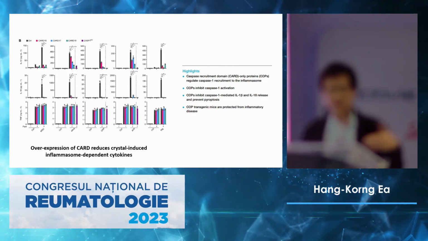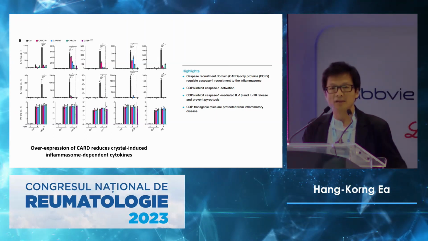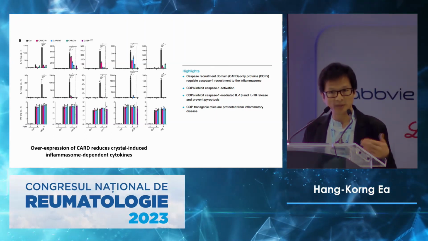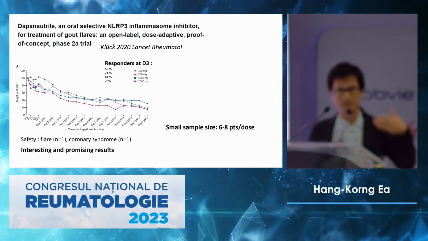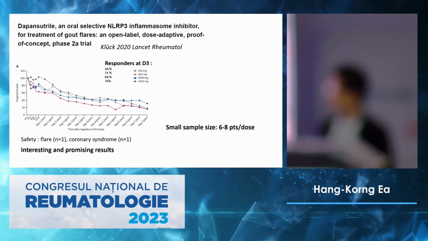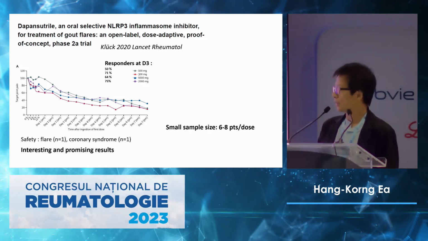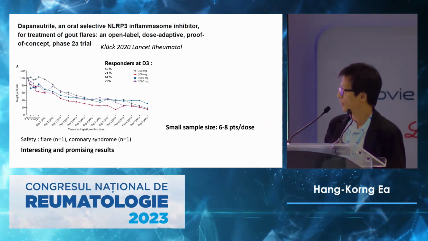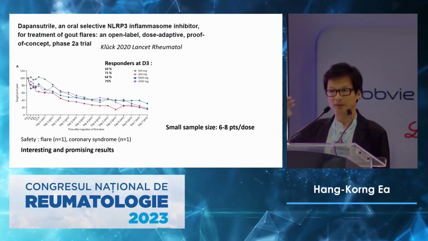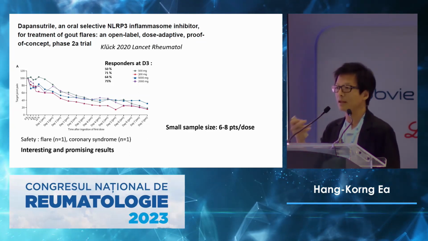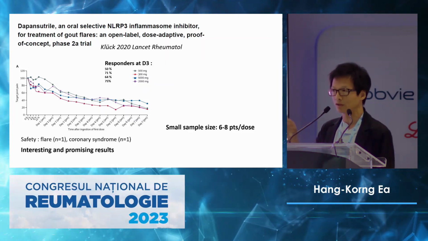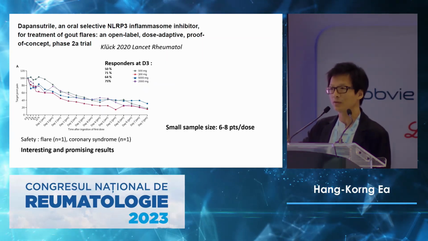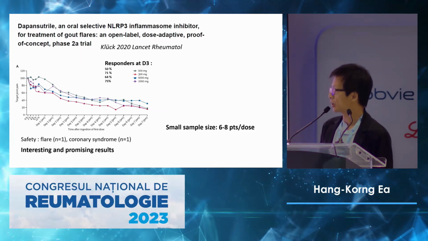So these two papers again highlight the important role of the inflammasome, and we can target the inflammasome to reduce the inflammation. This paper was discussed by Pascal earlier, so I won't be long. Just to show that in humans, we can target the inflammasome to reduce the inflammation. This is the phase 2 study, and the phase 3 study is now launched.